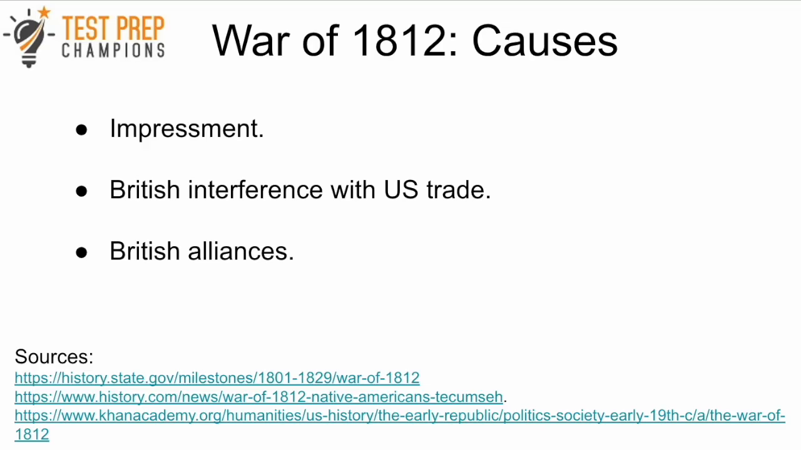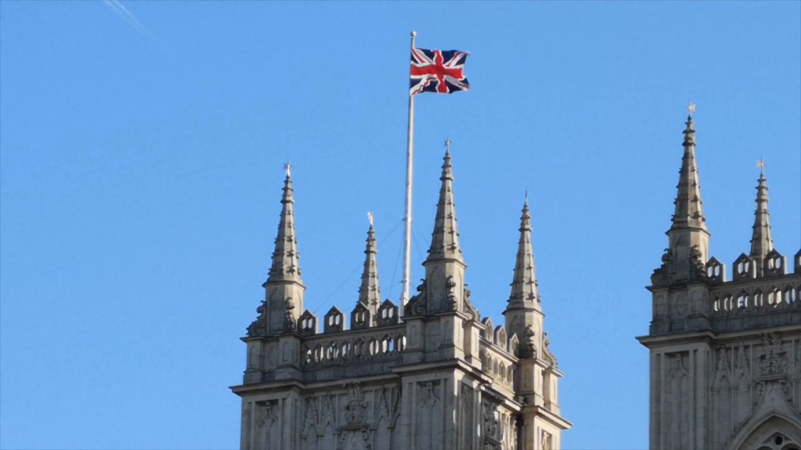And I want to now talk about the British alliances. So as the US expanded westward, conflict resulted between Americans and the Native American tribes. And to help protect their territories, Native American tribes sought alliances with Great Britain. So why would Great Britain want to form these alliances? Well, Great Britain wanted to protect British interests and wanted to restrict the US from expanding westward.